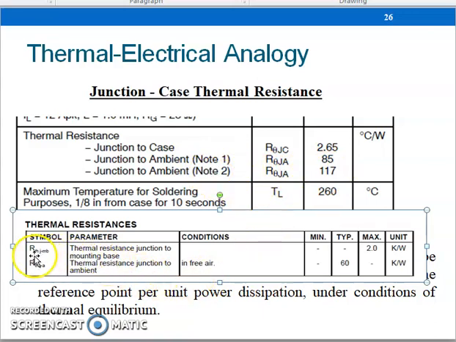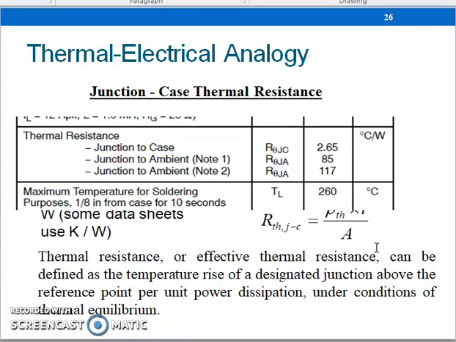So this is from junction to ambient, to mounting base, mounting base to case, junction to mounting base. This is from the junction to ambient in free air. We can see the value is different. We will take a look later on why it was different.